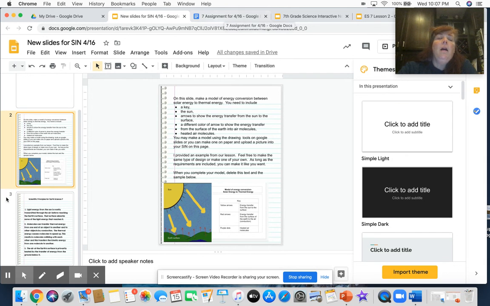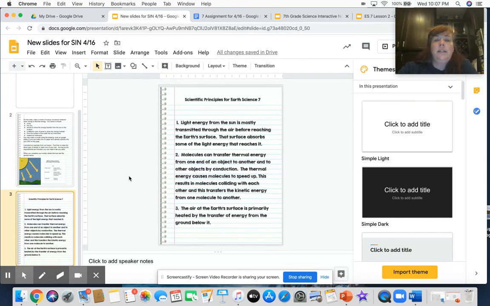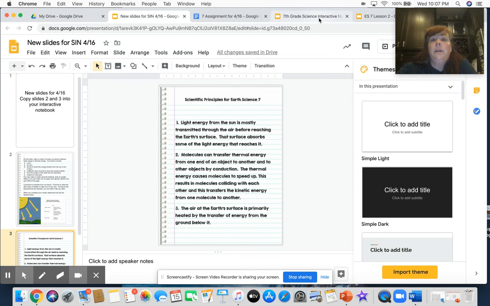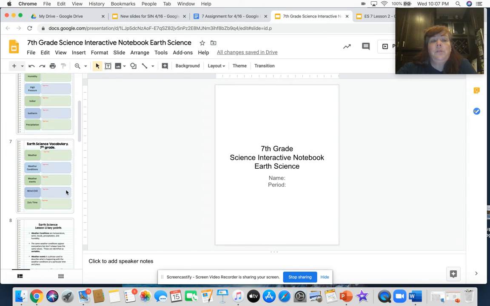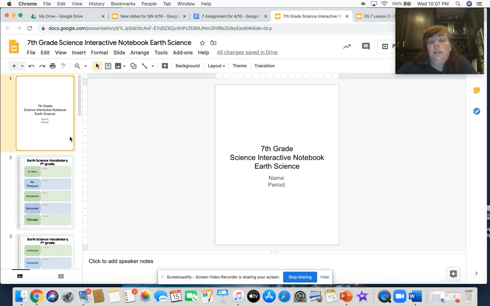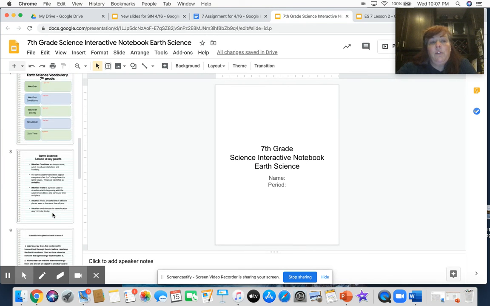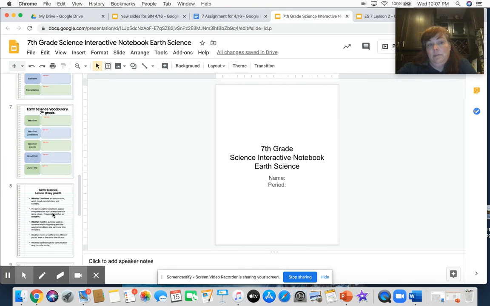Also, you need to put in the scientific principles slide. This needs to be in your interactive notebook. I will be doing a notebook check this weekend. This is going to be worth 25 points, to have your interactive notebook filled out so far with your personalized front page, and you have all of the pages in it.